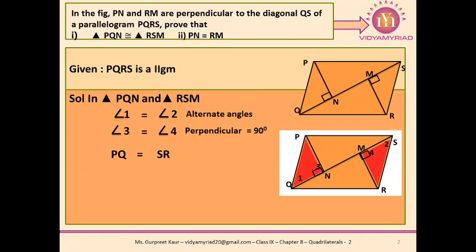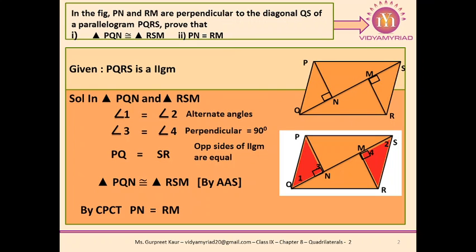And you have PQ equal to SR because we know that PQRS is a parallelogram and opposite sides of a parallelogram are equal. Now in the triangles, by AAS, the triangles are congruent, and with this we can say by CPCT that PN is equal to RM.